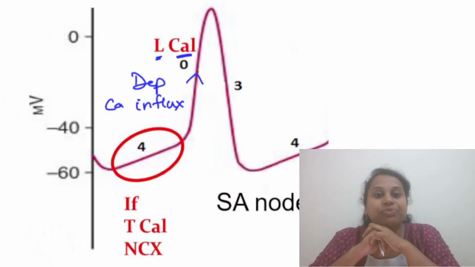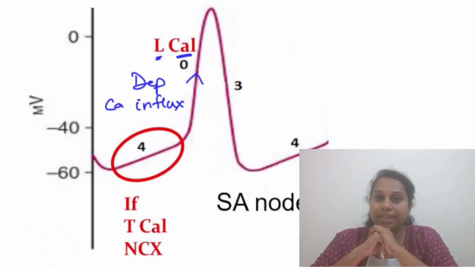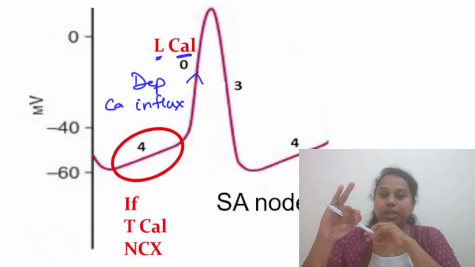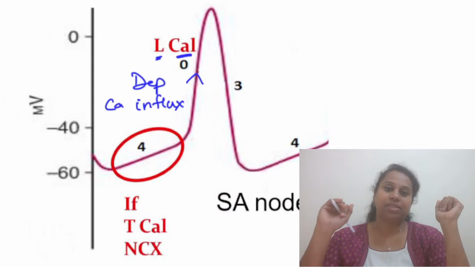The other exception where depolarization is due to calcium influx is smooth muscle. So SA node, smooth muscle. Depolarizations are due to calcium influx.